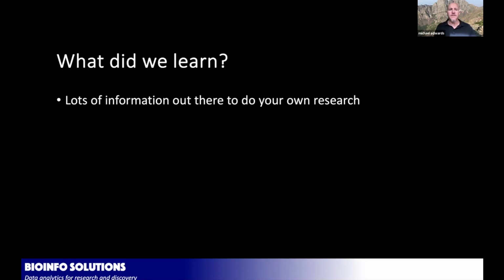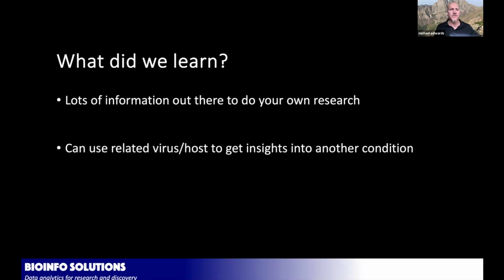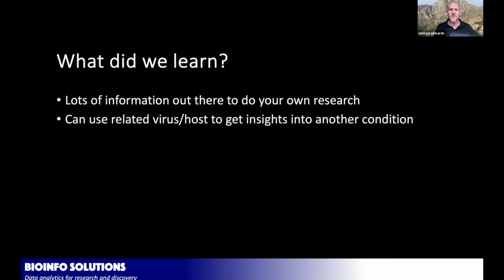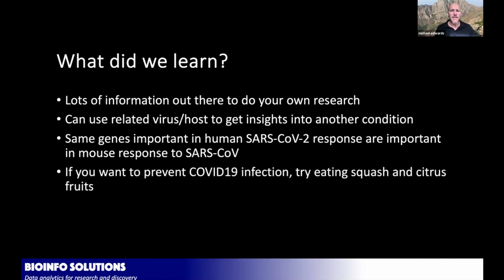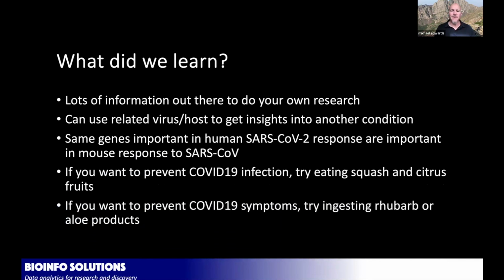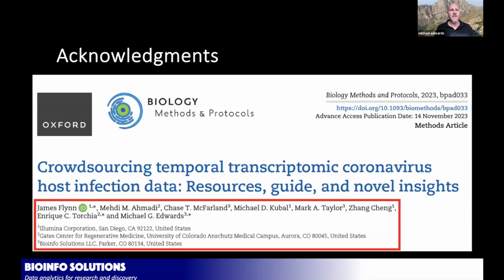Almost done. So what did we learn? Lots of information to do your own research. You can use related viruses and hosts to get insights into another condition. Again, we used mouse and another virus, and it absolutely applies to humans. The same genes that are important in SARS-CoV-2 response are important in the mouse response. If you want to prevent COVID-19 infection, try eating squash and citrus fruits. And maybe if you get infected, try ingesting rhubarb or aloe products. And again, I highly recommend the pills. Probably don't eat aloe.